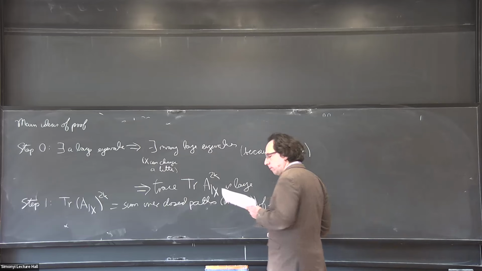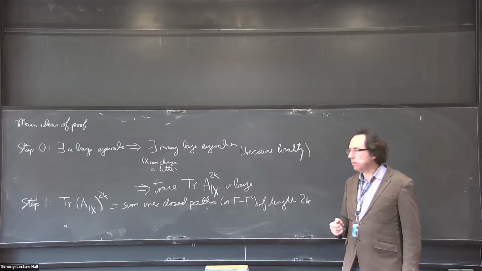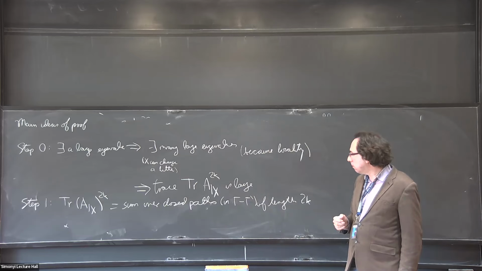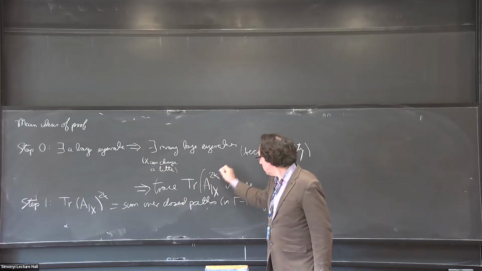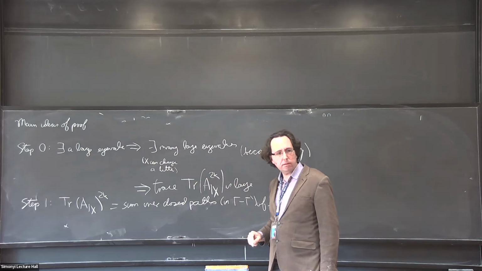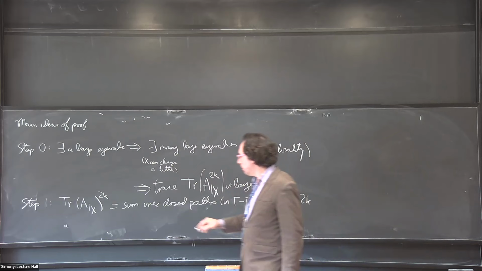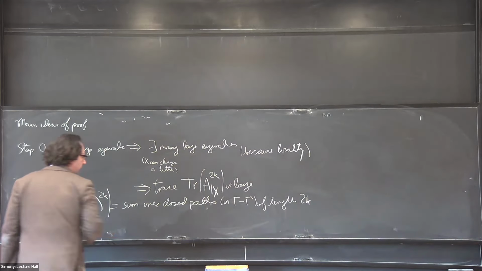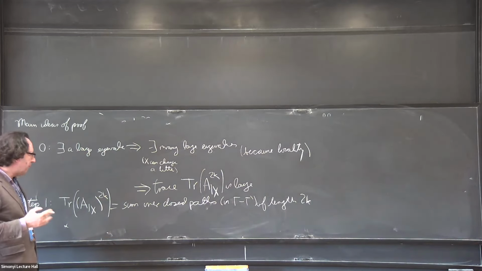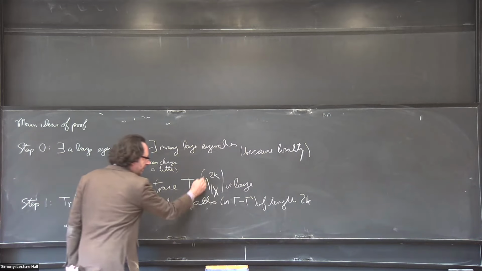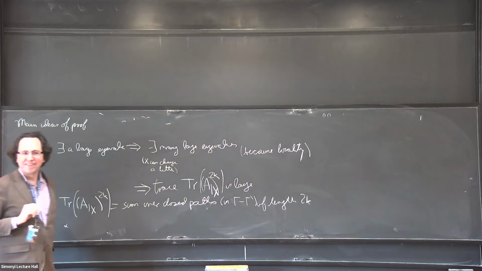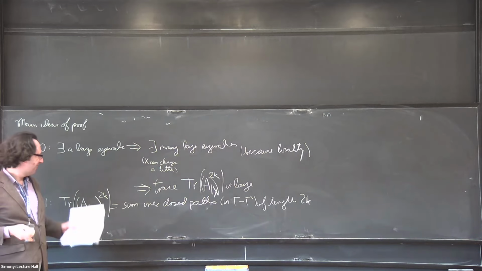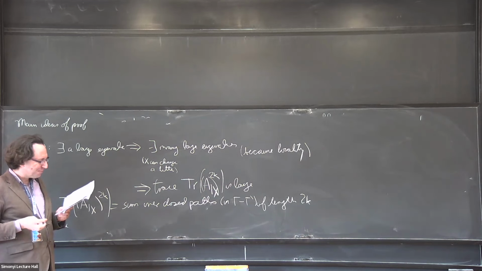Should the 2k be inside the trace? Sorry? The exponent 2k. Should be taking it? Yeah. Oh, okay, okay. Sorry, my mistake. Everybody's happy. Yes.